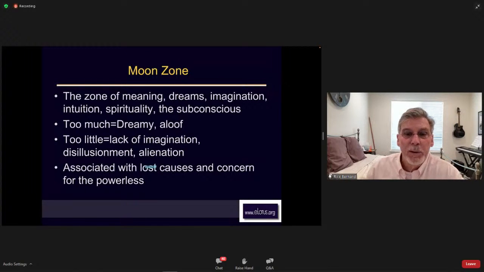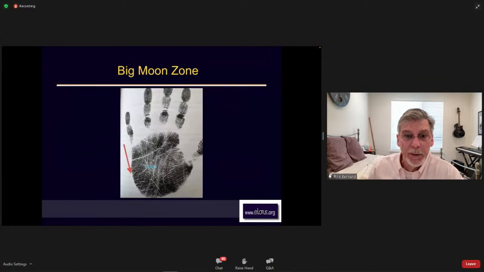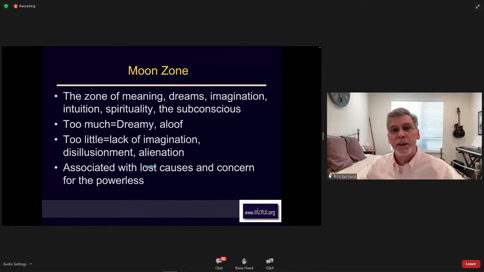Okay, the moon zone is on the other side of the hand. It's on the ulnar side of the hand. So here's the ulnar zone, this red arrow, and you can see how it kind of bulges out. Some people you'll see this line will be very flat, very straight. In this case, it actually bulges out. The moon zone is the area of deep feelings, deep thoughts, deep meaning, dreams, imagination, intuition, spirituality, the subconscious.